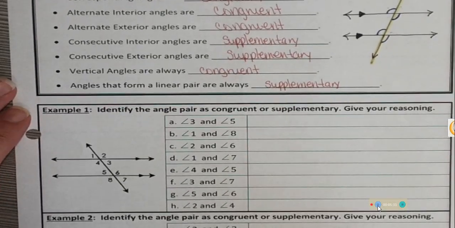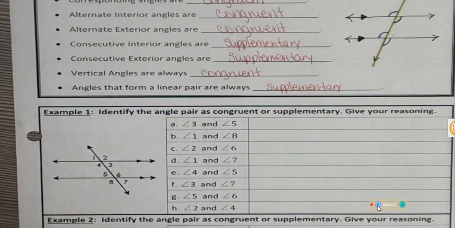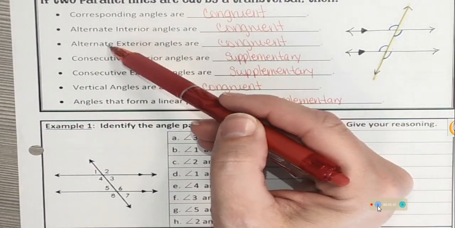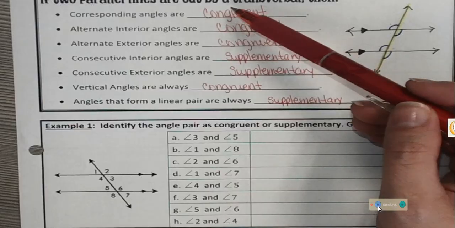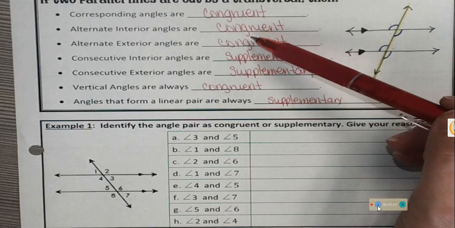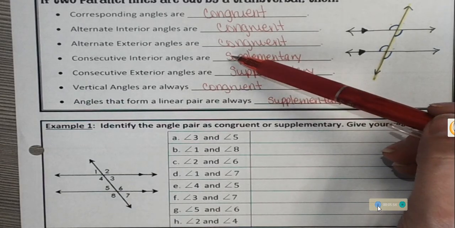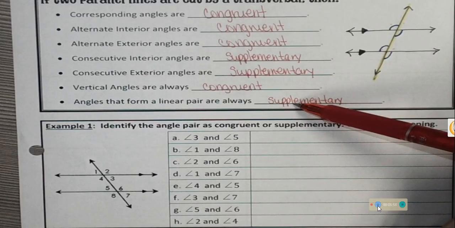All right. Example 1, we're going to identify the angle pair as either congruent or supplementary and give your reason. Your reason is one of these angle relationships. Okay? So, if it is corresponding, alternate interior, alternate exterior, or vertical angles, the two measurements would be congruent. Consecutive interior, consecutive exterior, and linear pair, those would be supplementary.